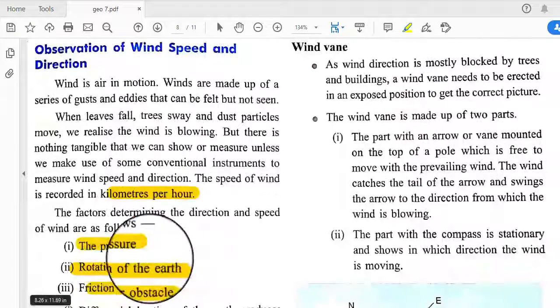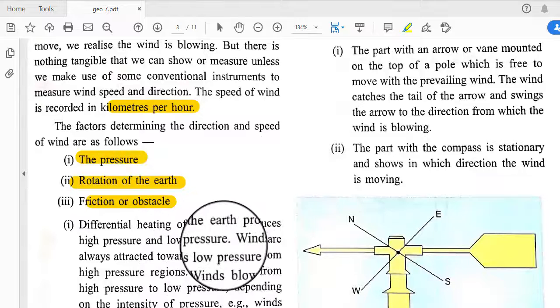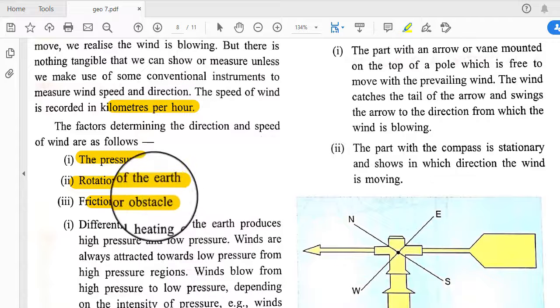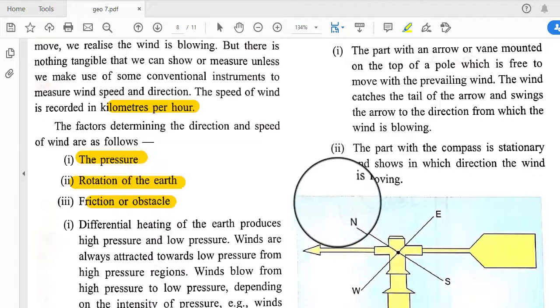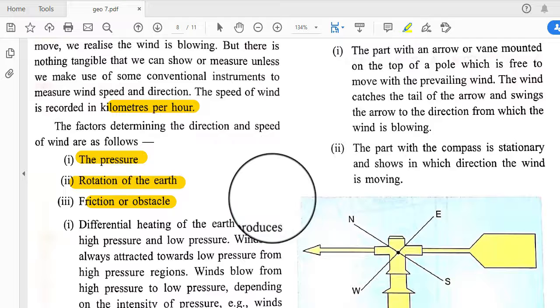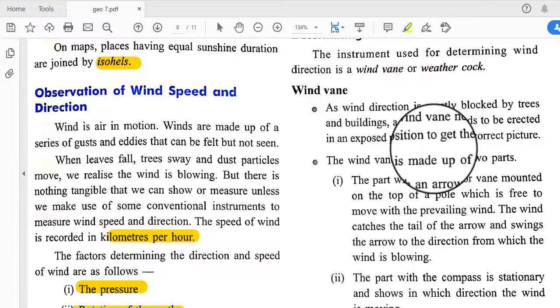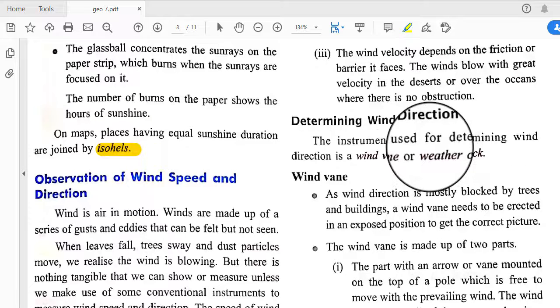So these are the indicators. First one is the pressure. What is the pressure and what is the difference between low pressure and high pressure? This is another cause. And another is the rotation of the earth. What is the speed of rotation? In the equatorial region the rotation speed is very high, therefore the wind blows very fast, but in the polar region the rotation speed is very low, so the wind also blows in slow motion. And the function of friction and obstacles, that is, the land surface condition, is another factor of the speed of wind.